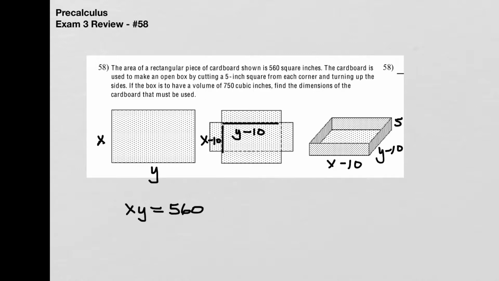So the volume is the length times width times height. So 5 times x minus 10 times y minus 10 gives me 750. So now I have two equations and two unknowns, and I'll solve this system to find the length and width.